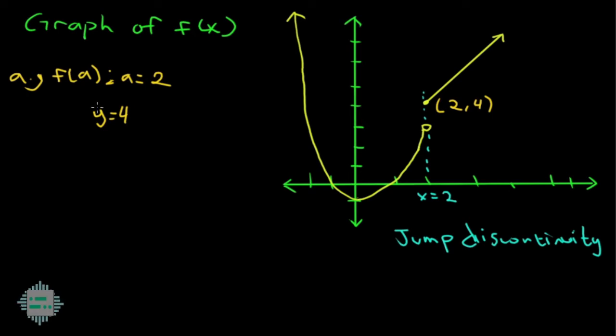Huwag ko na gamitin tong y. Baka malito tayo. F of a. F of 2. Lagay ko to be exact, to be precise, since a is equal to 2. F of 2 is equal to 4. Meaning if we plug in 2 dun sa ating function, ang lalabas na output value is 4. Positive 4. How about the limit?